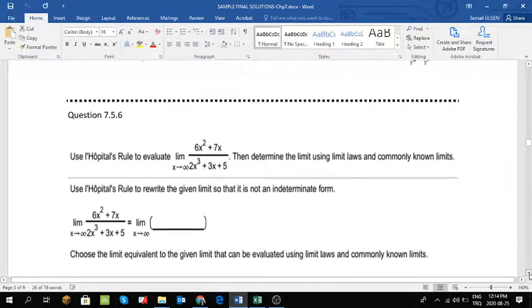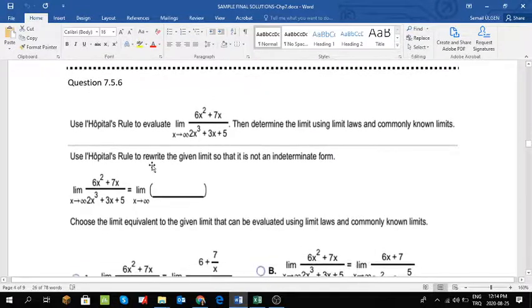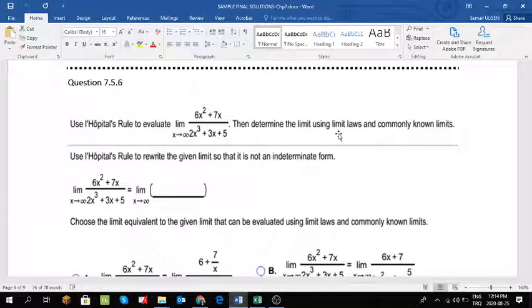Okay, next question is about L'Hopital's rule. This is chapter 7, section 5, question 6. Use L'Hopital's rule to evaluate this limit, then determine the limit using limit laws and commonly known limits.